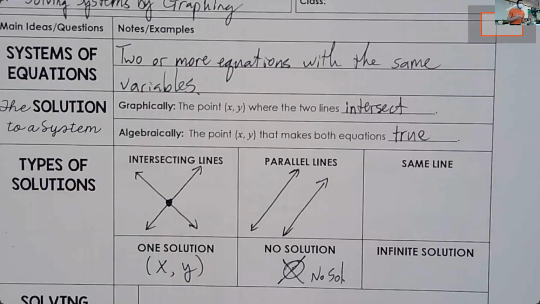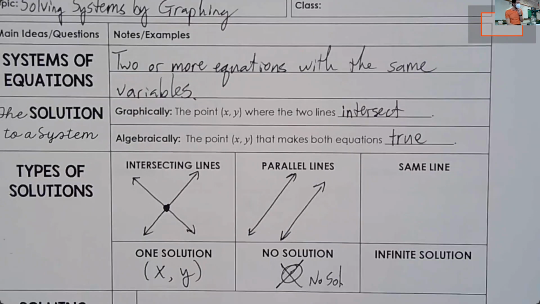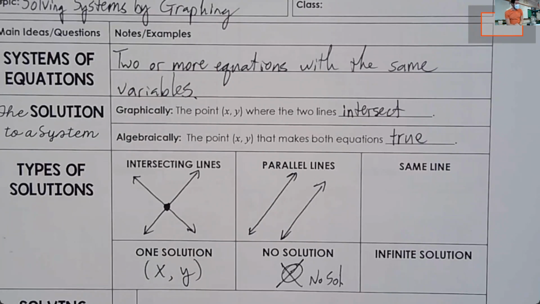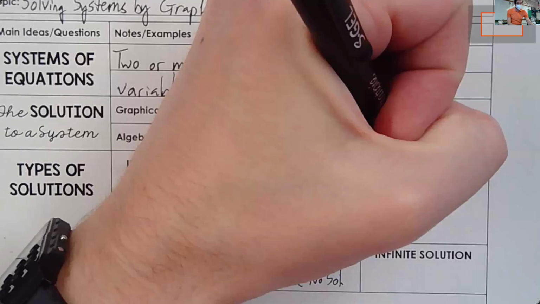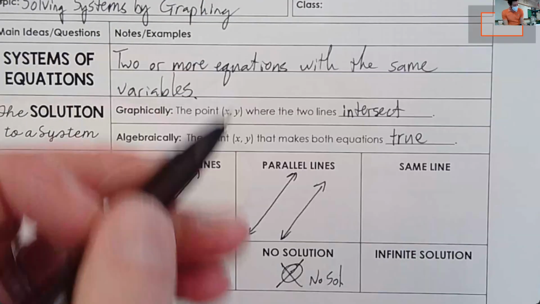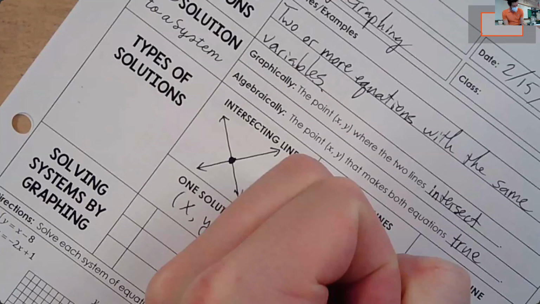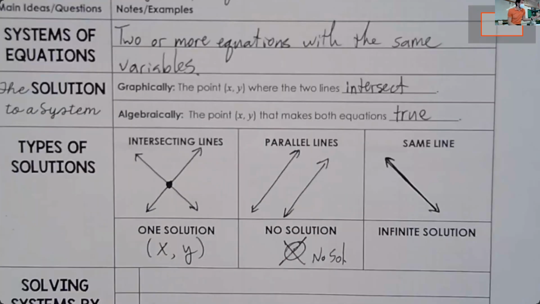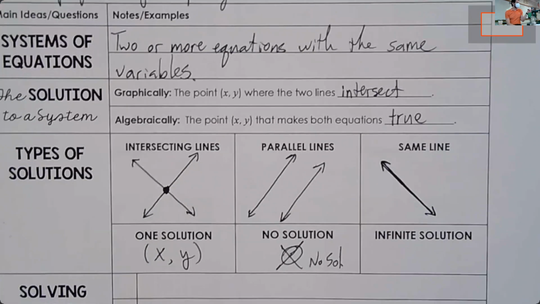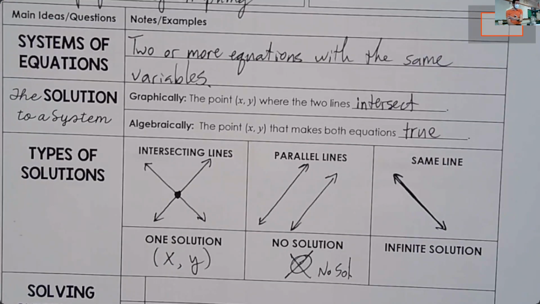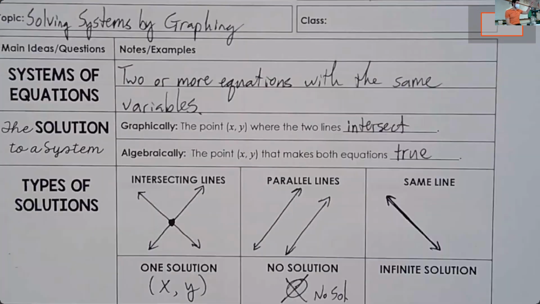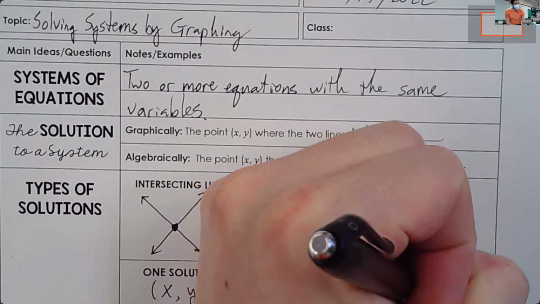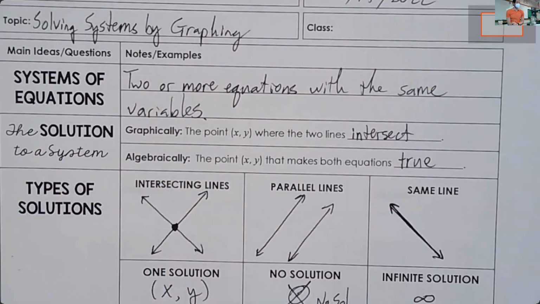And this last one might seem a little bit obvious, but it won't always be obvious when you start a problem. Sometimes you'll have a couple of equations that end up giving you the exact same line on a graph. If you end up with the exact same line, it's just going to look like one line. That means every single point between the two lines is shared, not just one point. That means there's going to be an infinite amount of solutions. So we write the infinity symbol for infinitely many solutions.